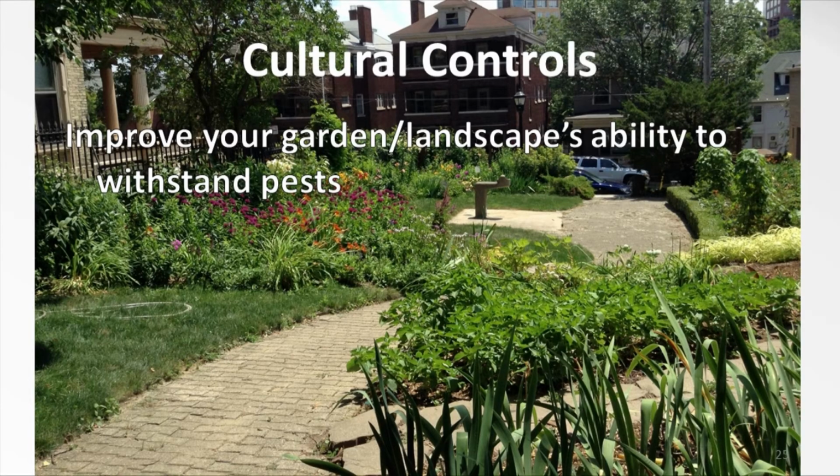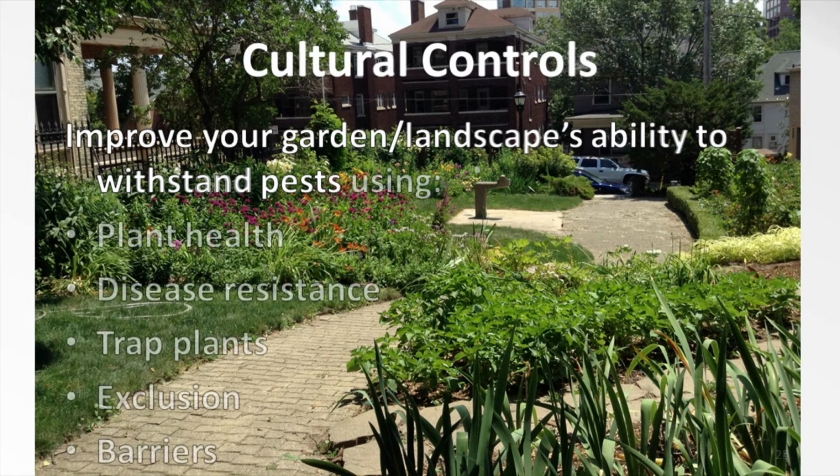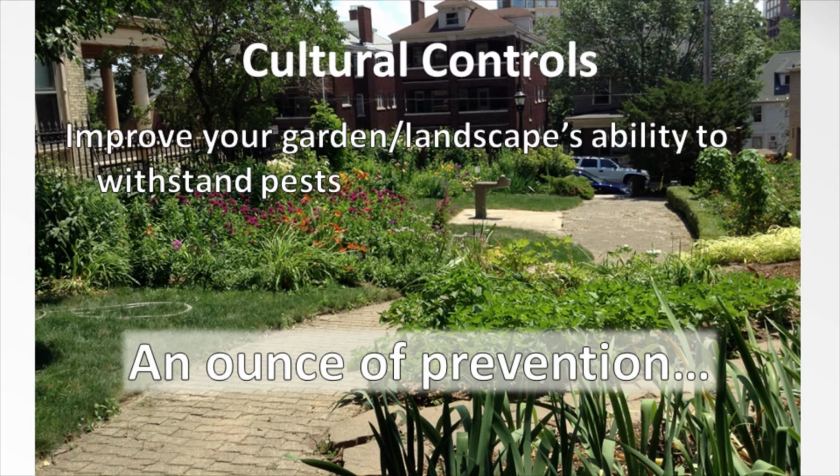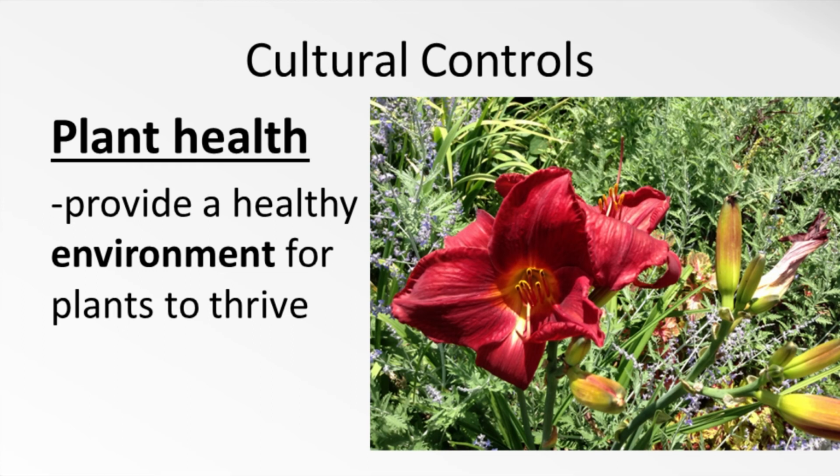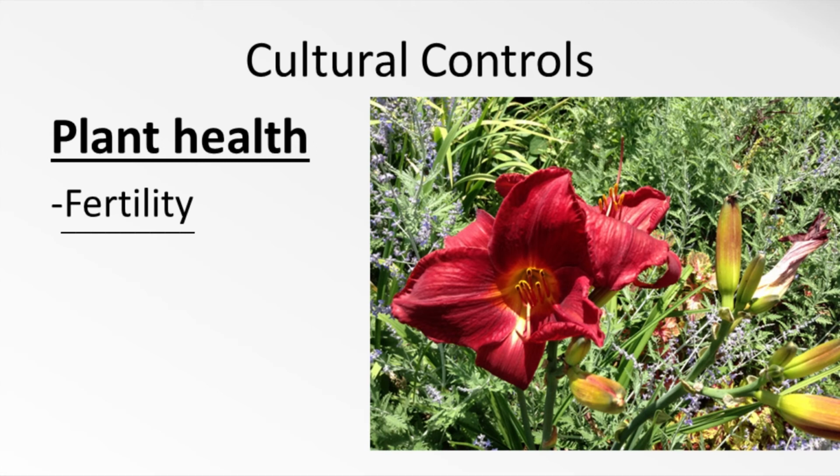The next category of controls, cultural methods, may be a little easier and more practical for the average gardener. These include ways to encourage your landscape's ability to defend itself against pests. They emphasize prevention of pest outbreaks by first of all promoting plant health. In general, healthy plants are better able to tolerate or withstand pests and diseases. Feed your plants well to prevent nutrient deficiencies and stress.